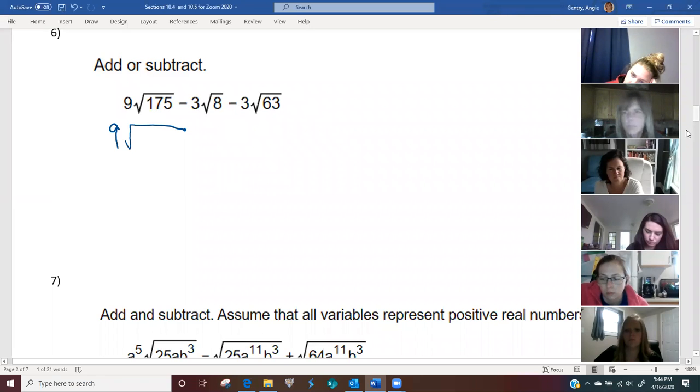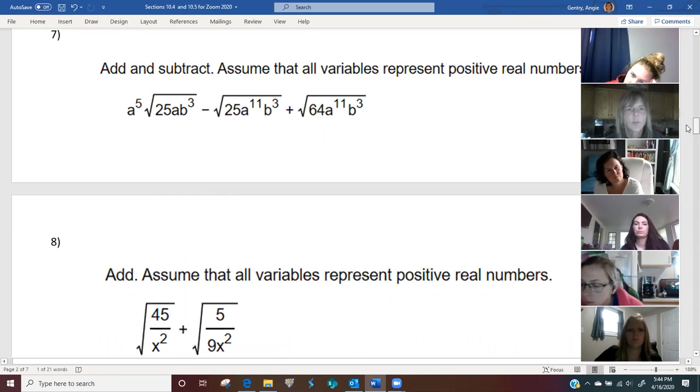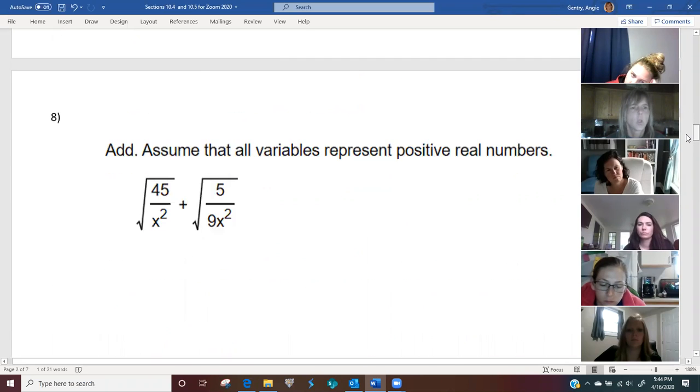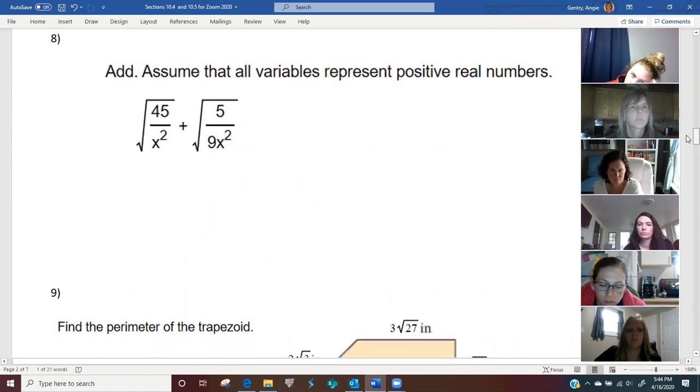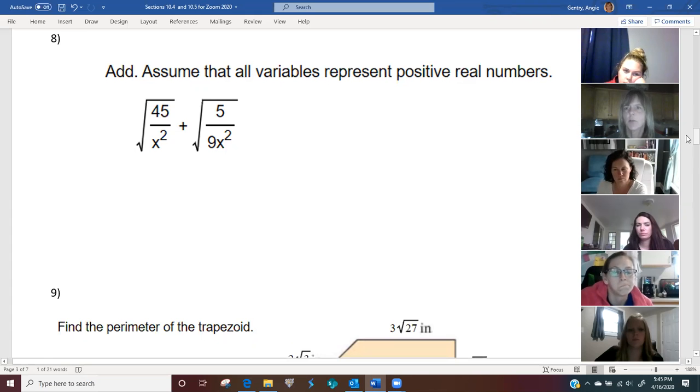Sorry, I'm back. We did number 7 the other day, so it has variables in it too, and you just ask what comes out, what stays under, and create like terms. Do you see how this is just fractions, but if you split them up with the quotient rule we did the other day, you just have a square root of 45 over square root of x squared, and then the x comes out, and on the other one, the denominator, the 3x comes out.